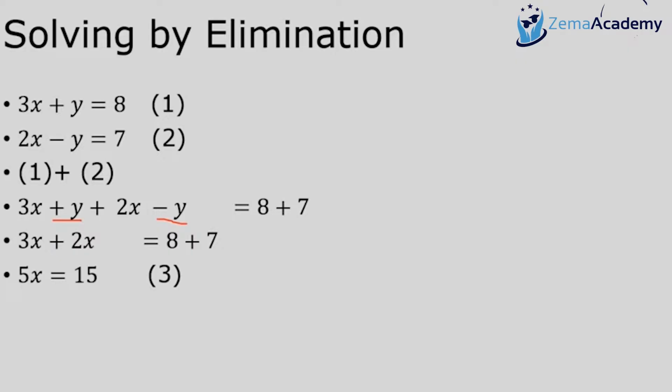In this case, I've labelled it equation 3. I'm going to divide equation 3 by 5. So again, I'm going to have to do that to both sides. I have to divide 5x by 5 and 15 by 5, and that gives me x equals 15 over 5, or x equals 3.